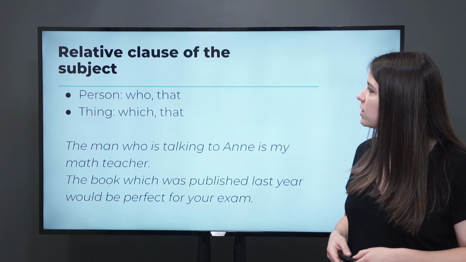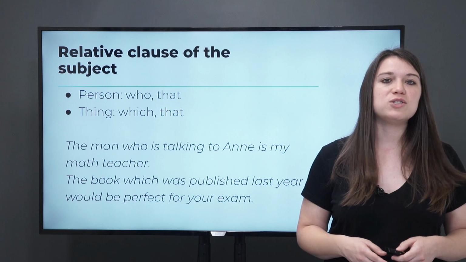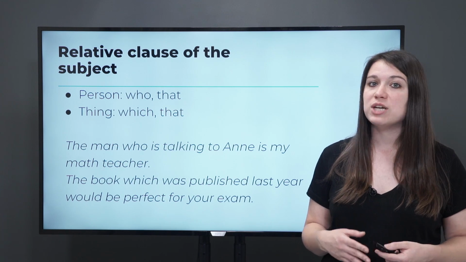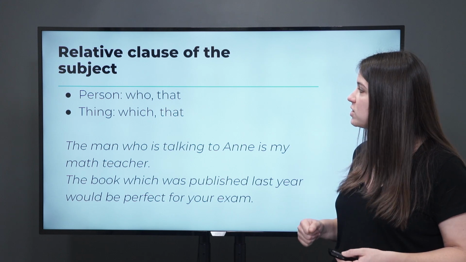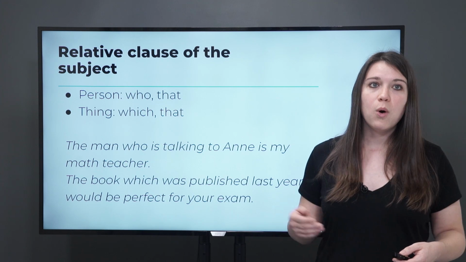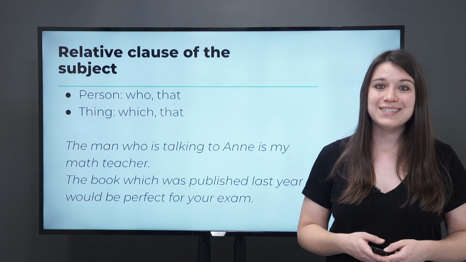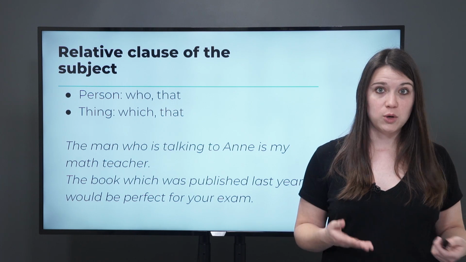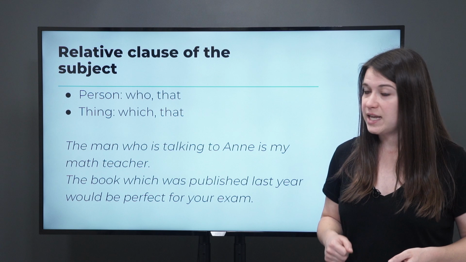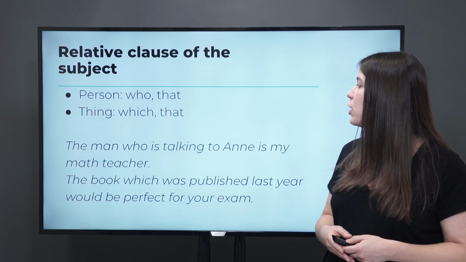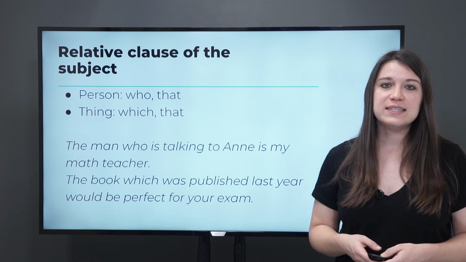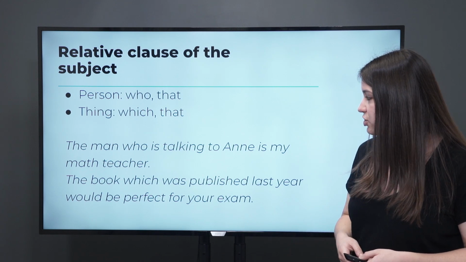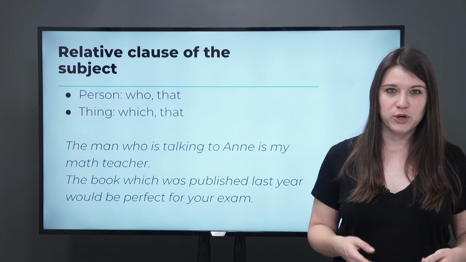All right, so let's see some examples. Let's start with the relative clause of the subject. So if the subject is a person, then we use the relative clauses who or that. If the subject is a thing, we can use the relative clauses which or also that. Okay, for example, the man who is talking to Anne is my math teacher. The book, which was published last year, would be perfect for your exam.